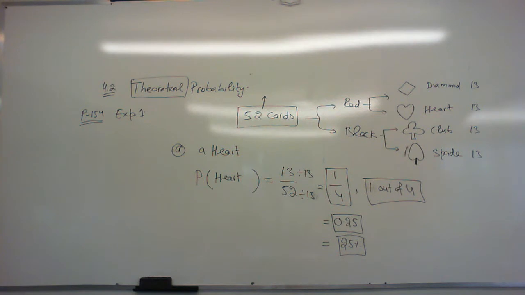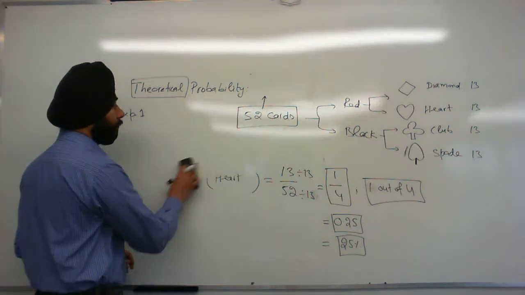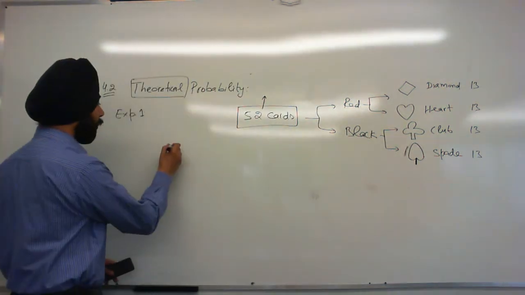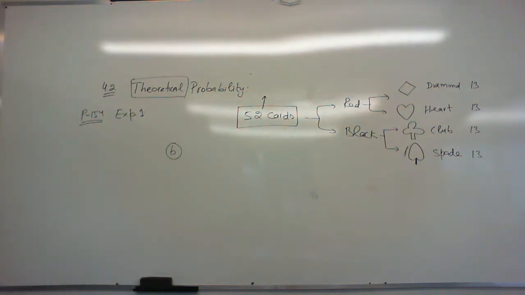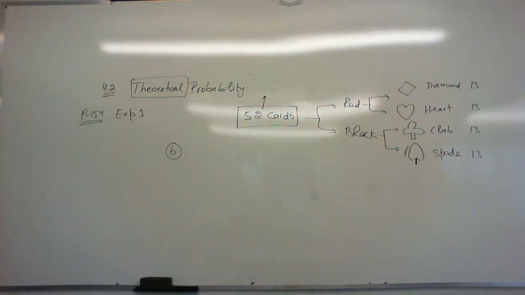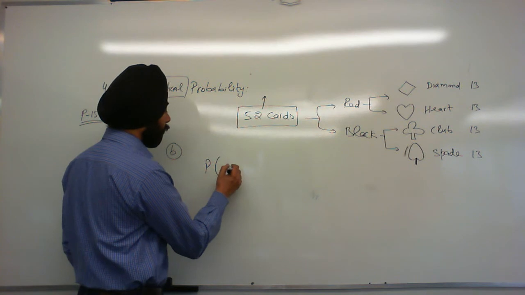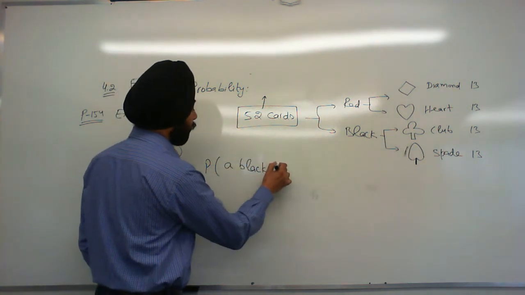Okay, part B of the same question. Now you have to find the probability that the card that you drew, the randomly drawn card, what's the probability that it will be a black jack? The probability that the card that you're going to draw is a black jack.